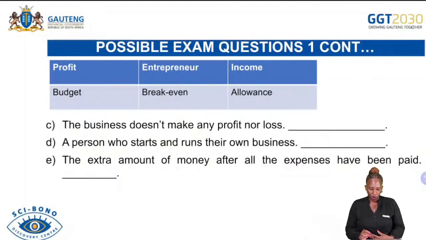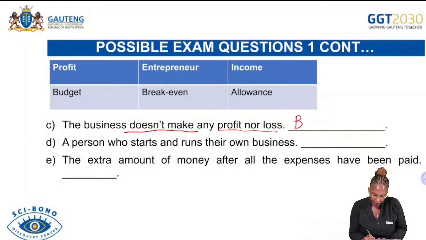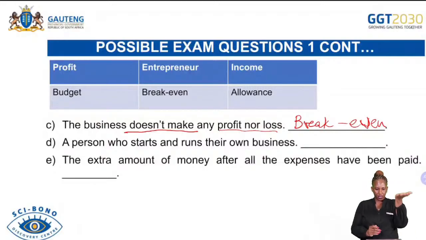Now let's go to this one. The business does not make any profit nor loss. So the business does not make any profit nor loss. We say it is a break even. Sorry, a business has break even because it does not make any profit or a loss. They are both equal. Income and expense, they are equal. So we say it is a break even.